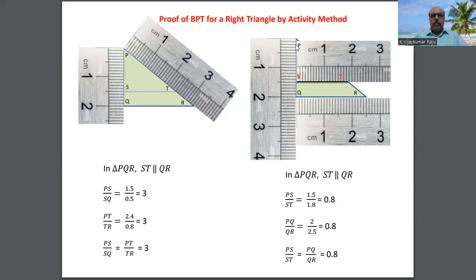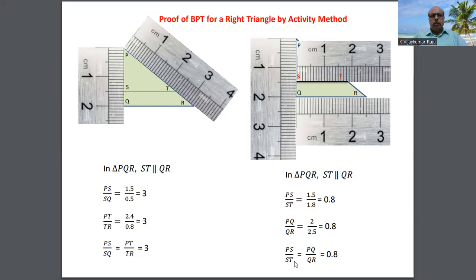Now let us take the complete triangle, that is PQ and QR. PQ is 2 centimeters and QR is 2.5 centimeters. So 2 upon 2.5 is 0.8. Here again we are getting the same ratio. That is PQ upon QR is 0.8. And here PS upon ST is also 0.8. That means these two ratios are equal.